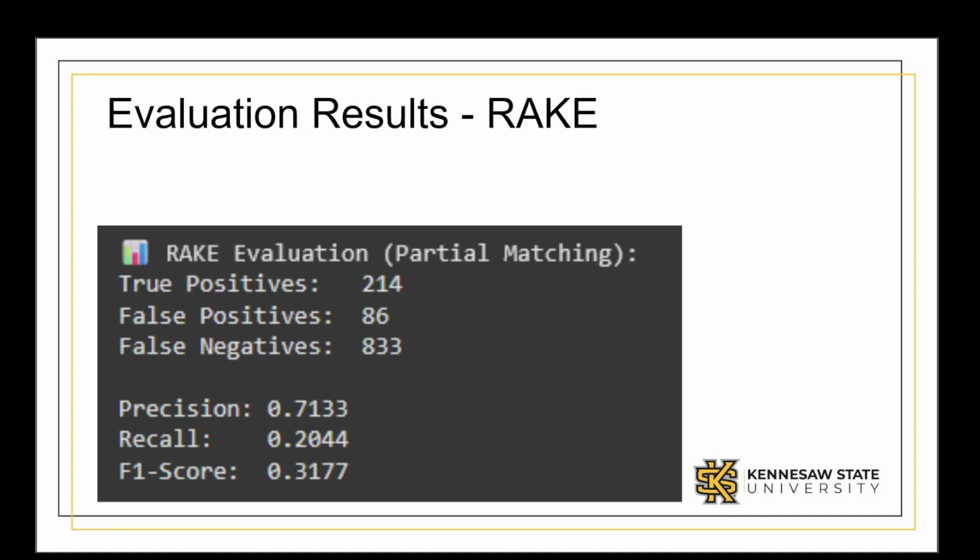RAKE did not hold up well either, returning 833 false negatives and only 214 true positives at a precision of about 71% and a recall of about 20%. Here we can see the second downside to our co-occurrence analysis for relationship identification. RAKE's partial matching and low accuracy caused significant issues in developing a proper co-occurrence analysis and the relationships between them.